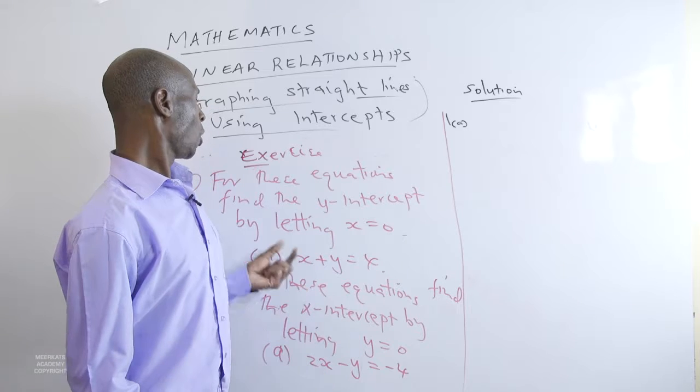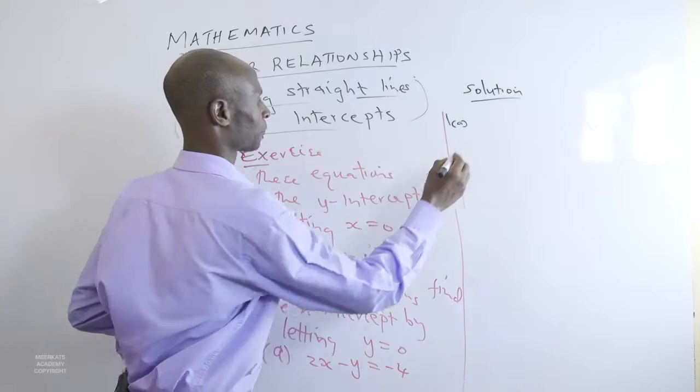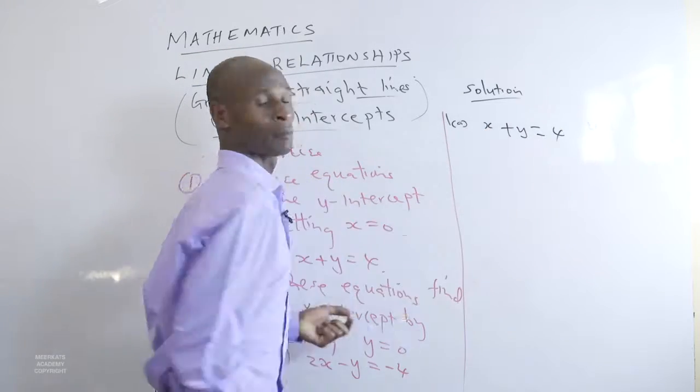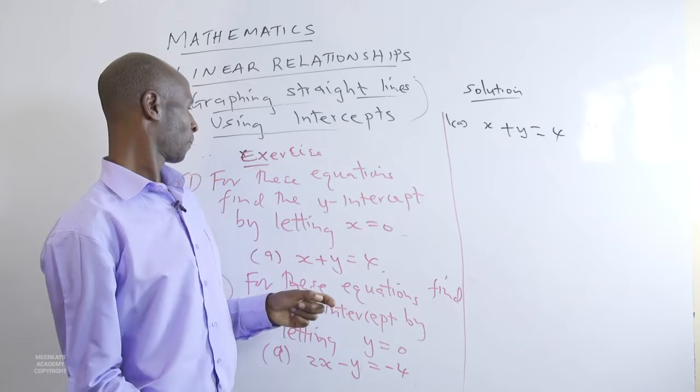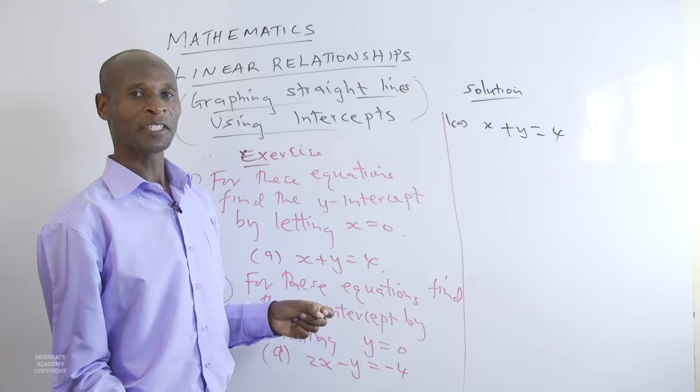Now, when we look at the first equation, x plus y is equal to 4, we want to find the y-intercept.